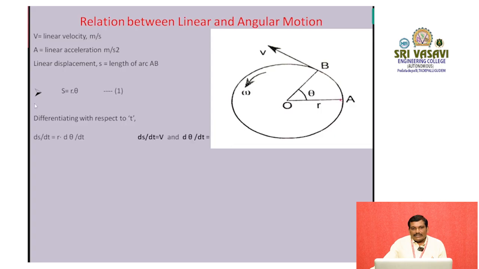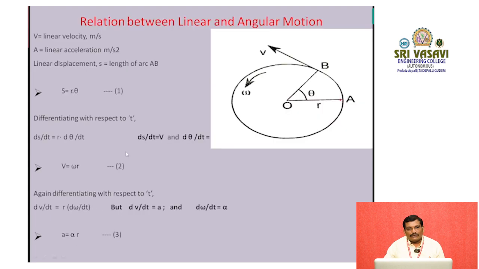Differentiating this with respect to t, ds by dt is equal to r into d theta by dt. Here ds by dt is equal to v, and d theta by dt is omega, so v is equal to omega into r. Again differentiating with respect to t in equation 2, dv by dt is equal to r into d omega by dt. Then a is equal to r alpha, since dv by dt means acceleration, and d omega by dt is alpha. So a is equal to alpha r.